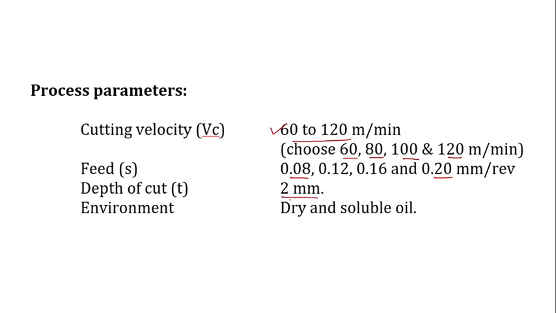As far as depth of cut is concerned, we are not varying it. It is 2 millimeter. Environment is dry. We have used soluble oil when we have done wet machining. Soluble oil means it is water plus oil, that is, an emulsion. So the water part is 20% and the oil part is 1%. This is a standard industrial soluble oil that has been used.